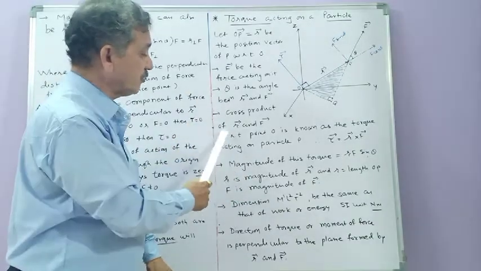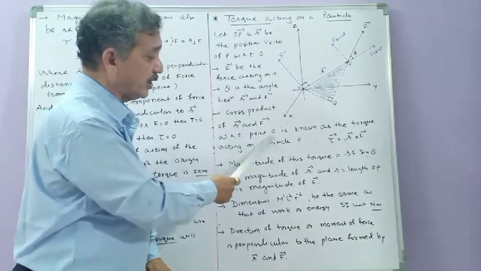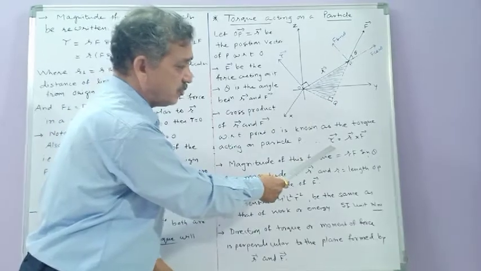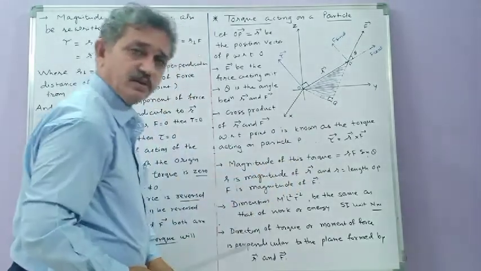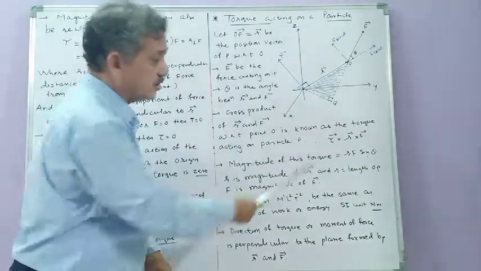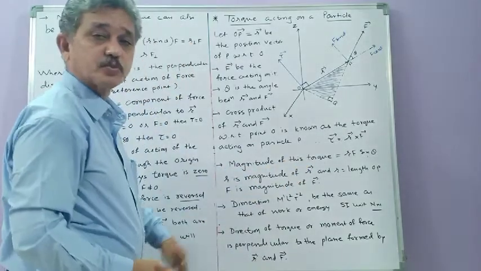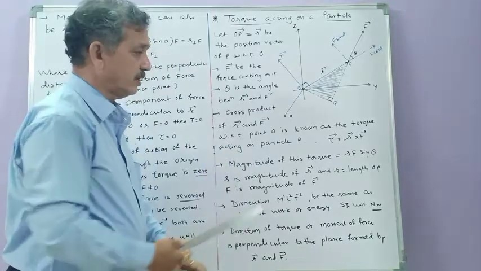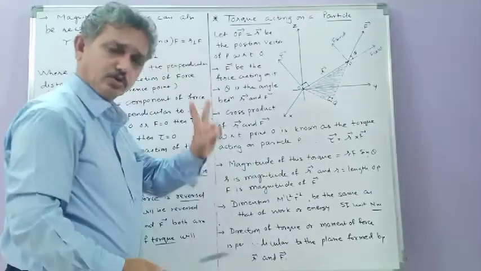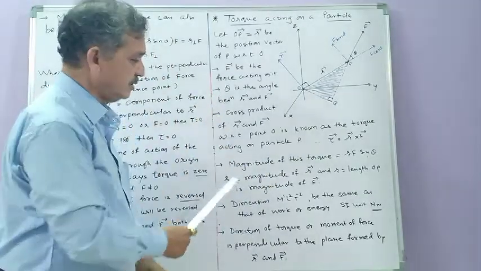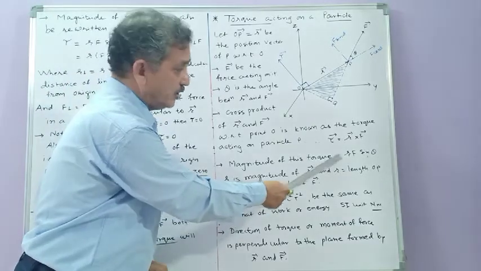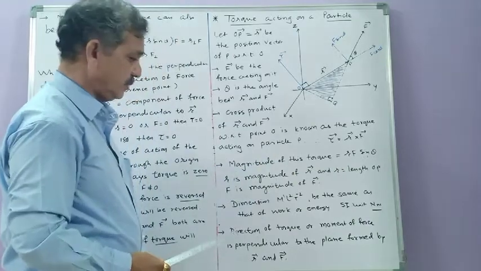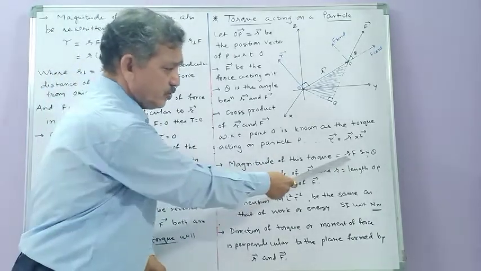The cross product of vector R and vector F with respect to the point O is known as the torque acting on particle P. So this torque is given by vector R cross vector F. So torque being a vector quantity, because it is a cross product of two vectors, and cross product of two vectors always gives a new physical quantity as a vector quantity. And as it is a vector, it has two things, magnitude and direction. Magnitude of this torque is equal to magnitude of vector R into magnitude of F into sine of the angle between them. And so here what is R and F?